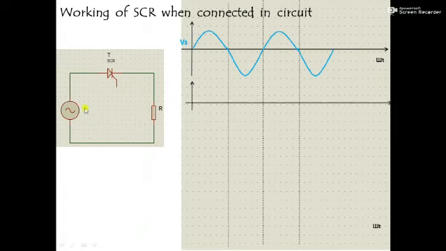Once this is done, a positive gate trigger pulse is given at the gate terminal. That is represented as Ig. When a gate triggering pulse is given here, a current Ig will flow through the gate of the SCR. So this is the gate triggering pulse which will be applied at the gate terminal of SCR.